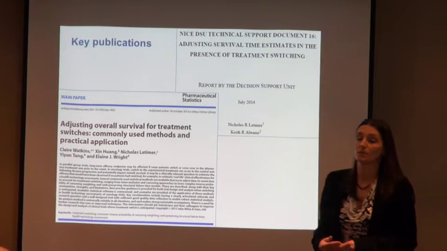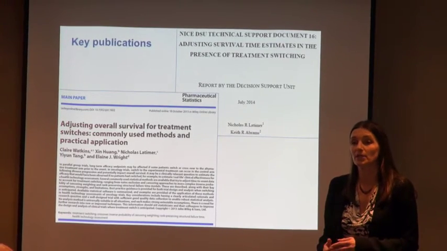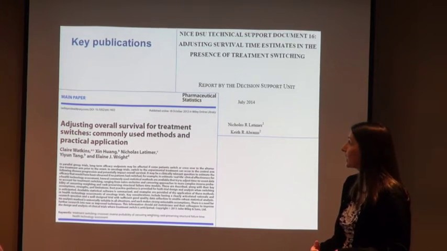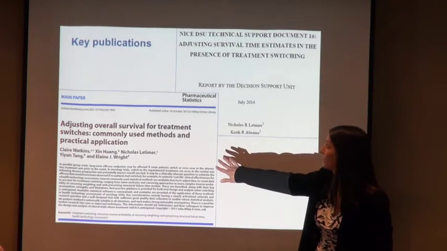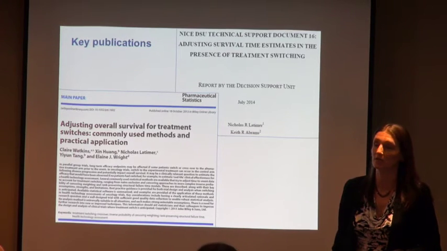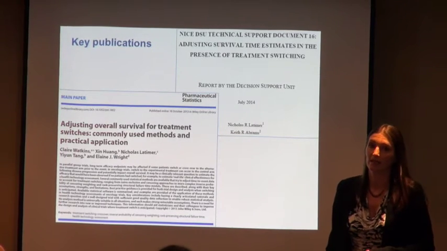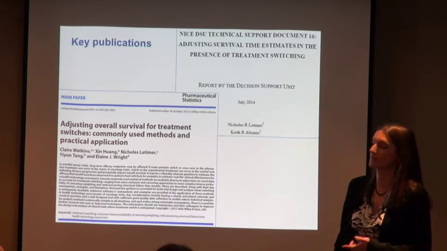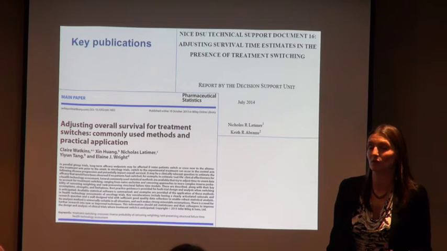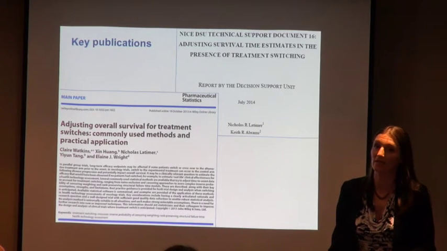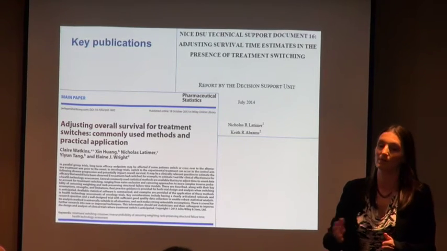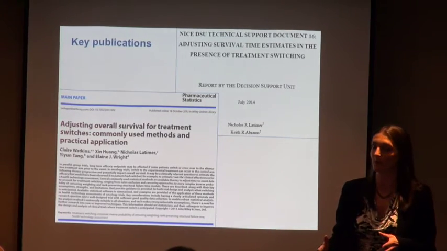So the points I'm going to talk to you about really come from two key publications, plus some reflections from my own personal experience of fitting these models. The first is this one here from Pharmaceutical Statistics. It's a publication that the working group put out. It was published, I think, end of 2013 in Pharmaceutical Statistics. And at the time, most of the papers discussing treatment switching were fairly methodology-based. They weren't particularly focusing on the practical aspects of doing this. And they tended to talk about methods in isolation. They didn't bring them all together into one place.